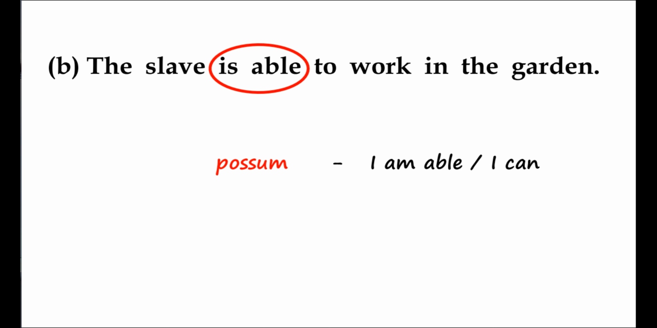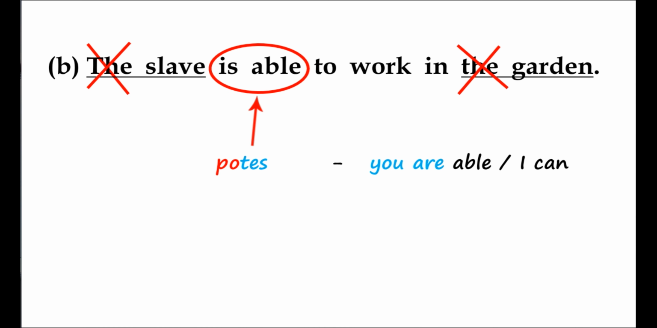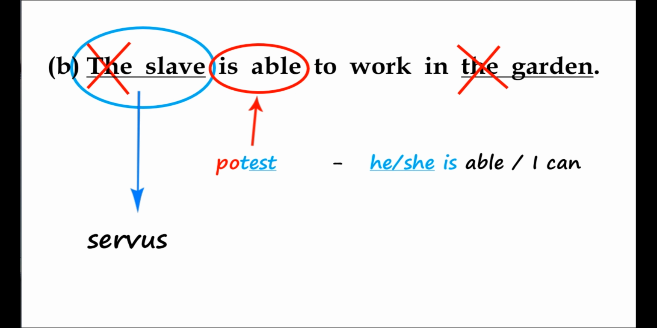Let's again underline the word the slave, because that's going to be on its own, and the word the garden. So again, we can cross out the word the, cross out the word the. Is able is one of those parts of possum. So it will be possum, potes, potest. So it's potest, there we go. He is able, because we're talking about the slave. So let's put him in, servus. The slave is able to work in the garden.